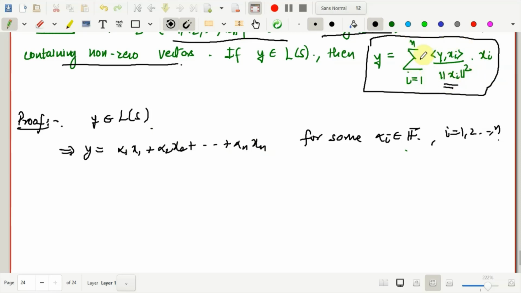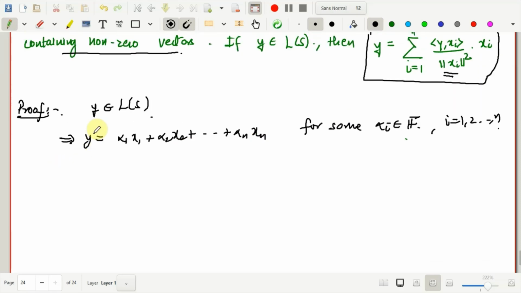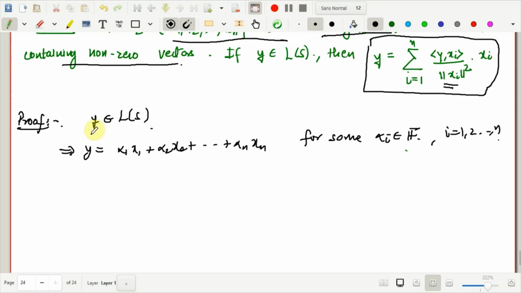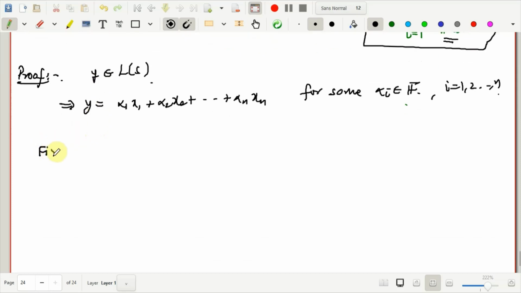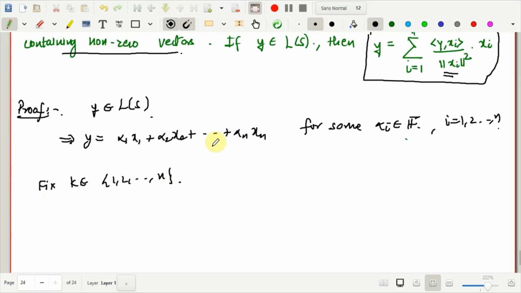This is only written in compact form using the summation. If you split it, you will see that alpha 1 is given as y comma x1 upon norm of x1 square, alpha 2 would be y comma x2 upon norm of x2 square, and so on till the scalar alpha n would be y comma xn upon norm of xn whole square. So I have to show this. How would I show this? Once again, I'll fix k in this set, and I'll be proving this statement for alpha k. So how do we proceed?